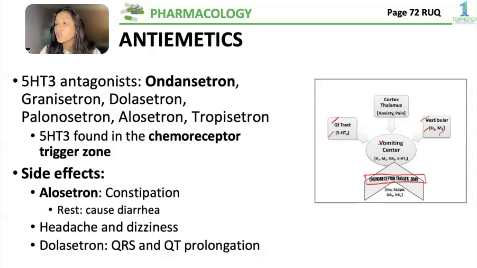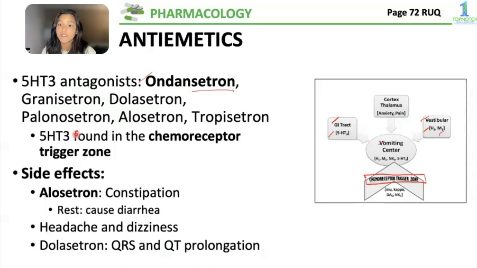The most familiar to you will be your ondansetron, but there are several other serotonin antagonists, your granisetron, dolasetron, palonosetron, alosetron, and tropisetron. So remember, the 5-HT3 is found in the chemoreceptor trigger zone. It receives this input usually from the GI tract. It is very, very effective in managing post-chemotherapy nausea and vomiting.